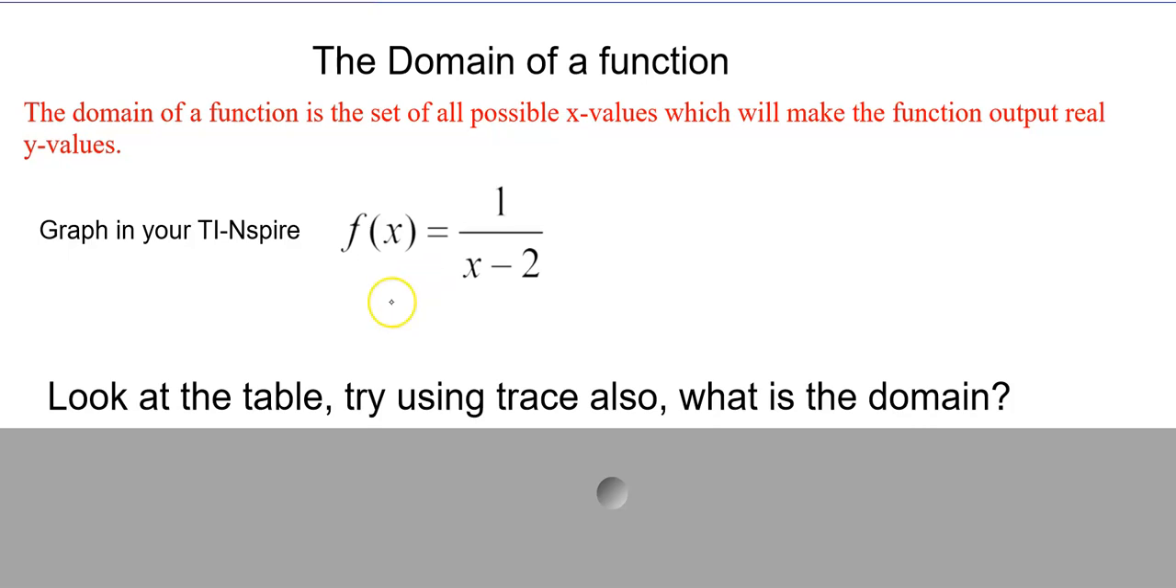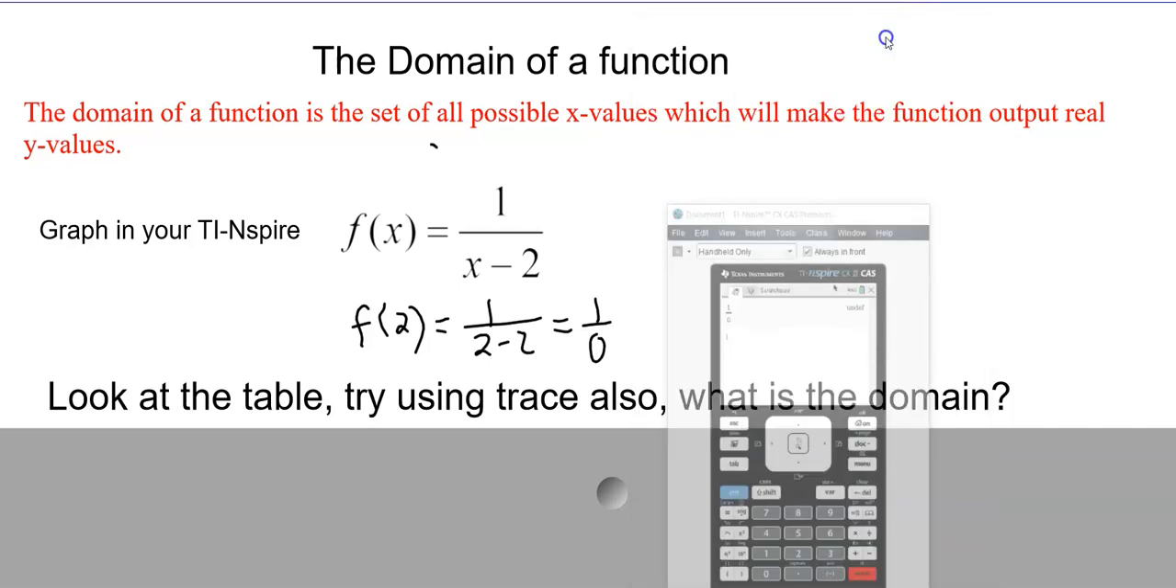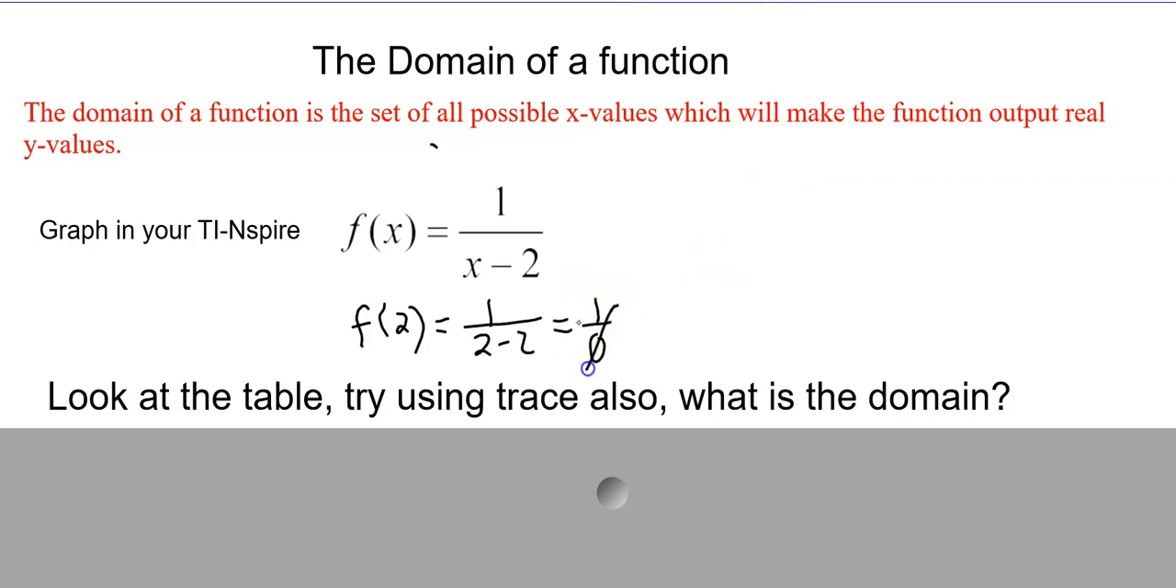Let's do f of 2, right? We just learned how to do function notation. If I do f of 2, I get 1 over 2 minus 2, which is 1 over 0. What is 1 divided by 0? If you do that in your calculator, control divide 1 divided by 0, it is undefined. There's no way to even divide by 0. We can't do it. So that's not really a number. It's undefined. Notice we said if the output isn't real, it's not part of the domain.